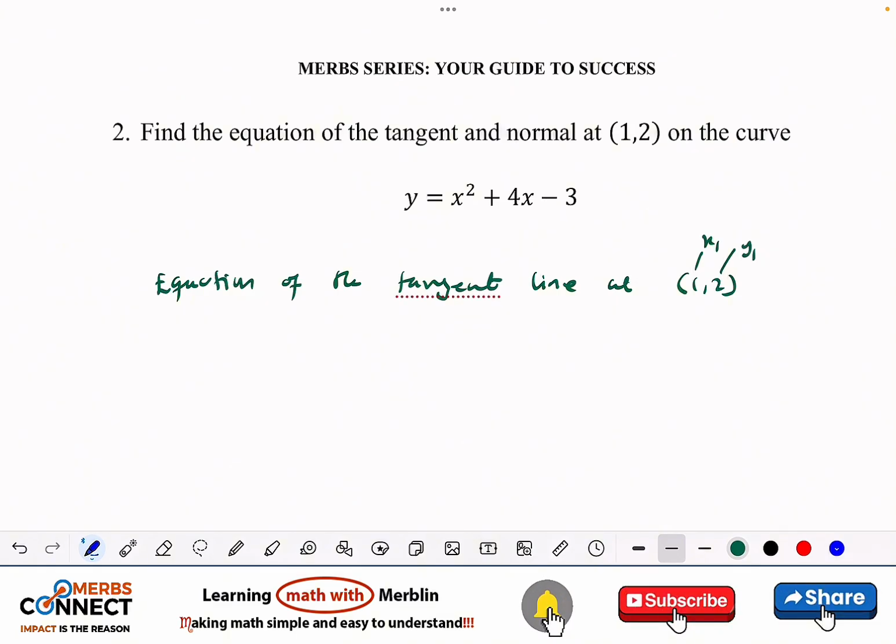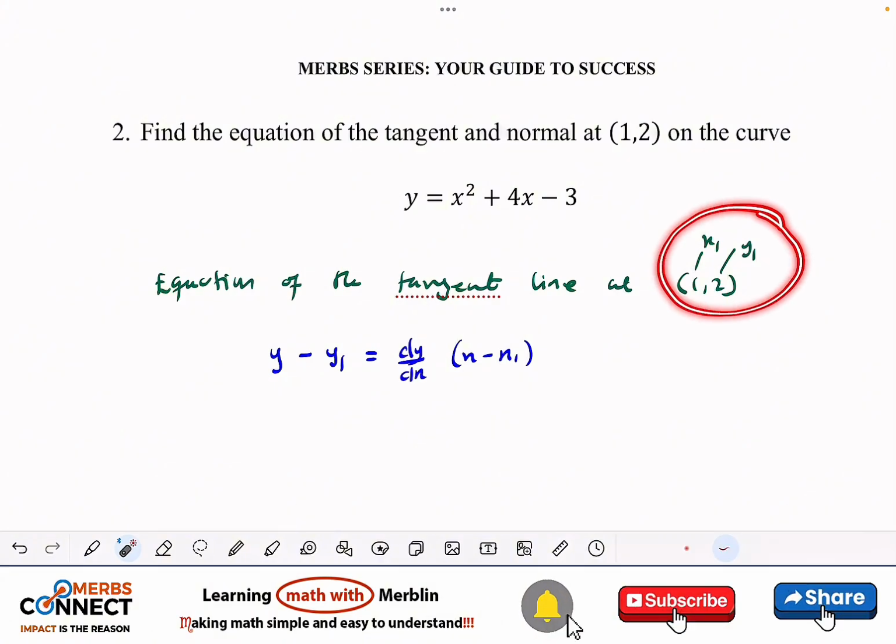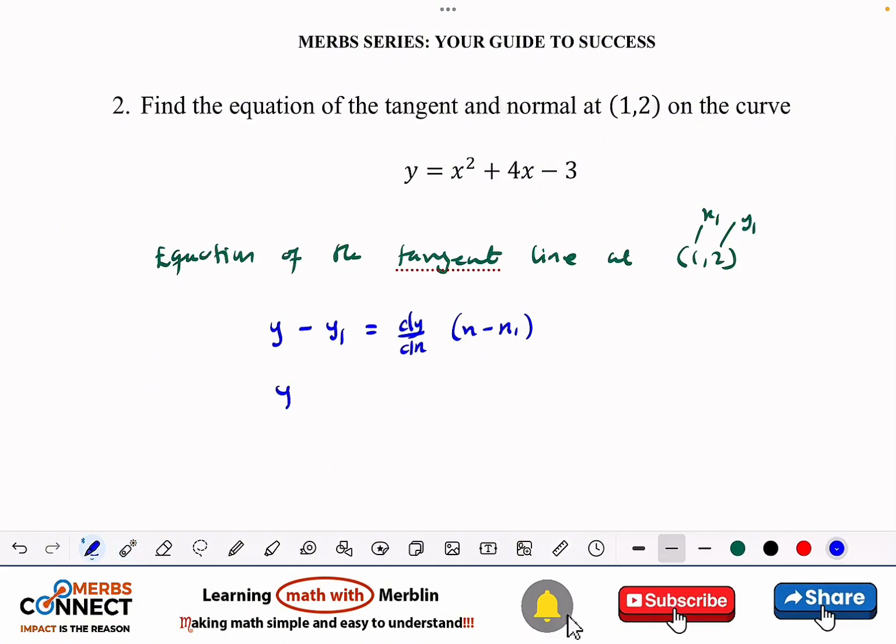So this is going to give us y minus y1, which is equal to the slope, dy over dx, and then x minus x1. So this is the formula for finding the equation of the tangent. Now at this point, we are going to have the equation to be y minus 2 is equal to dy over dx, then x minus 1. So you see that anytime we are dealing with finding the equation of the tangent and we need to use implicit differentiation, it's very simple. I just plug in the point inside this.